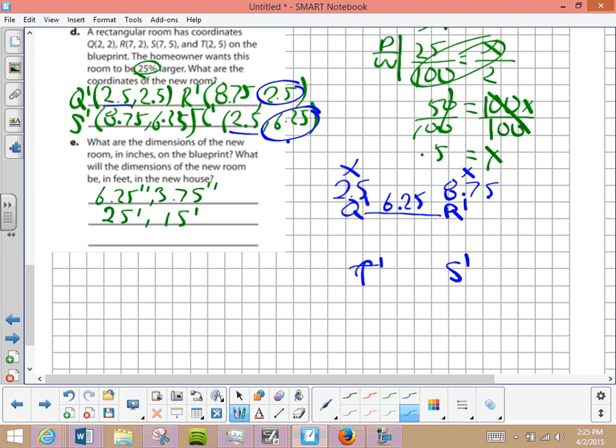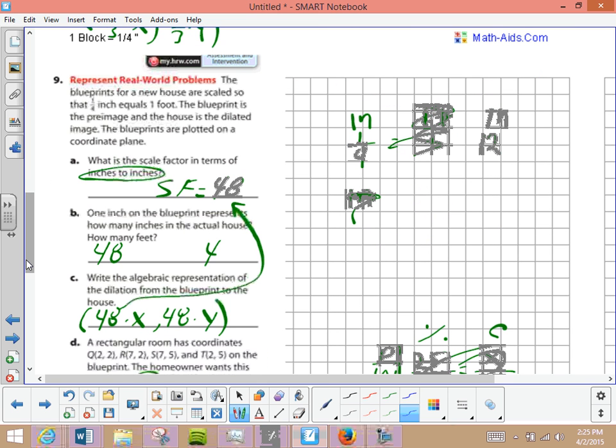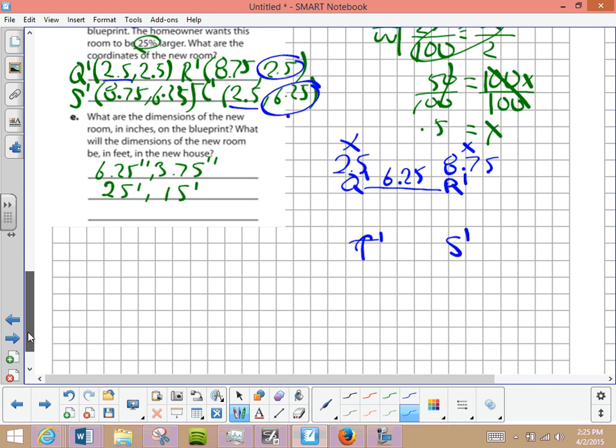Okay, good. And then how do you turn this into feet? By what? What was the scale factor? Inches. What about feet? 4 feet, right? If you're looking for the feet, just multiply those by 4. And that should give you the answer.